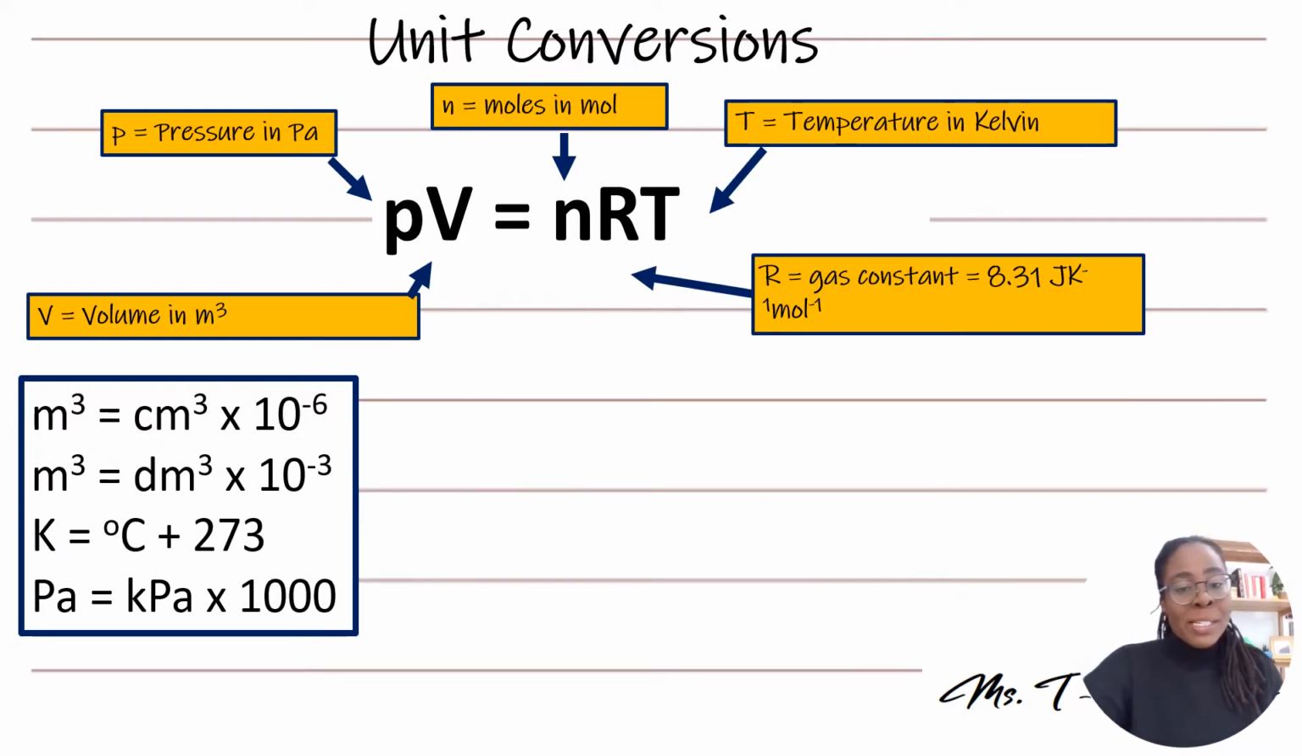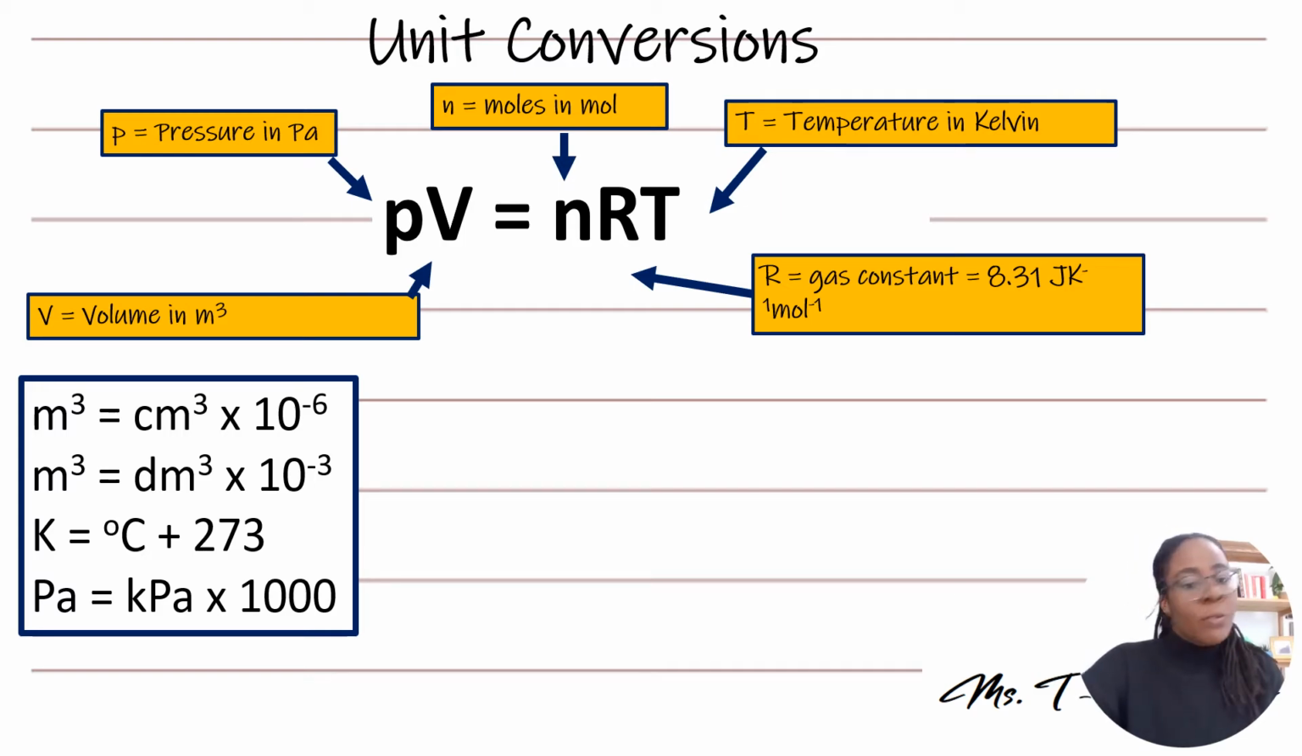Now, the most common mistake made in ideal gas equation questions is students not putting each quantity into the correct units. So remembering that pressure must be in pascals. Often in questions, they'll give it to us in kilopascals. We have to multiply by 1,000. And volume having to be in meters cubed. Often in the question, we're given the volume in centimeters cubed.